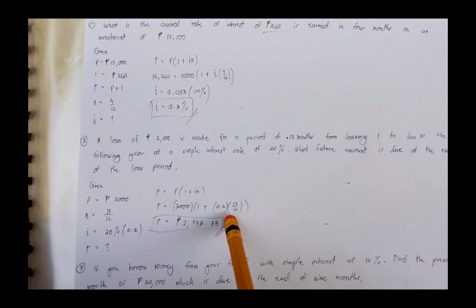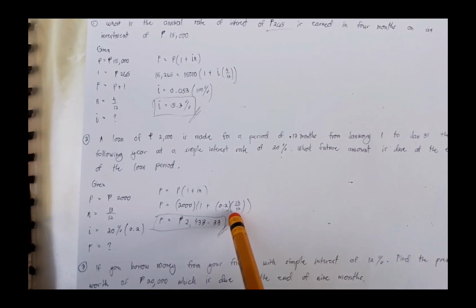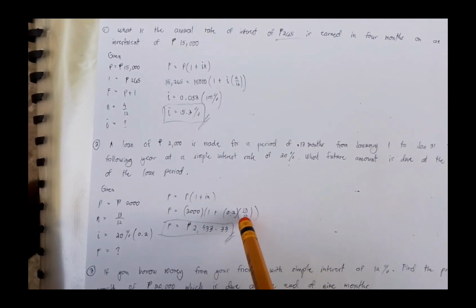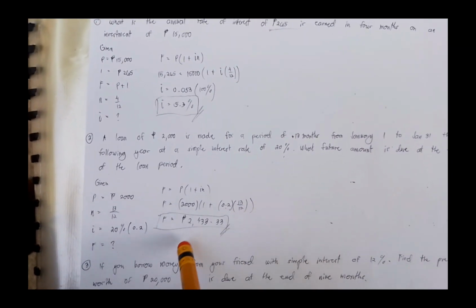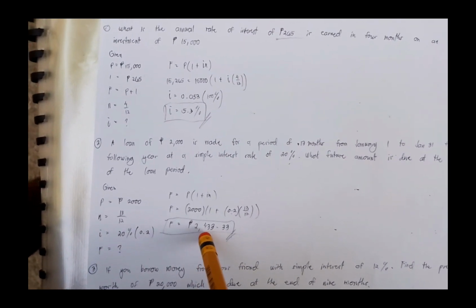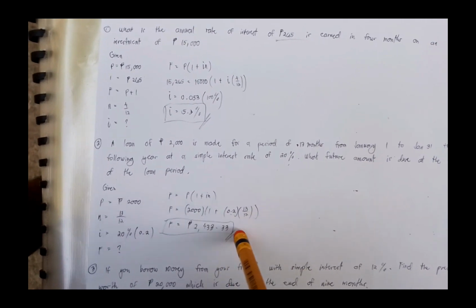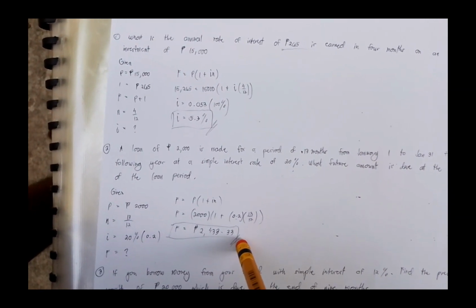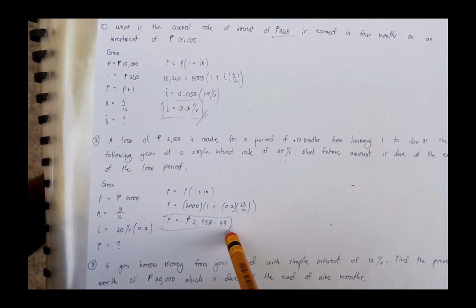times our N, that would be 13 over 12, since it's months, and that would equal 2,433.33 after 13 months. So this is with an interest rate of 20%.